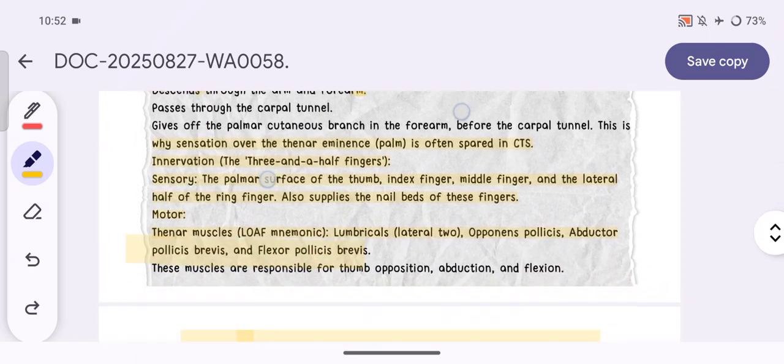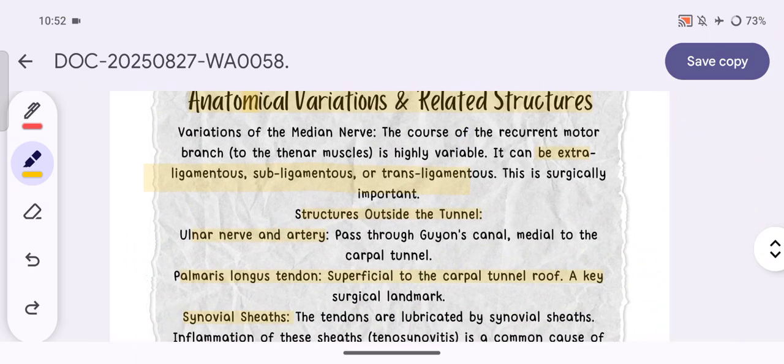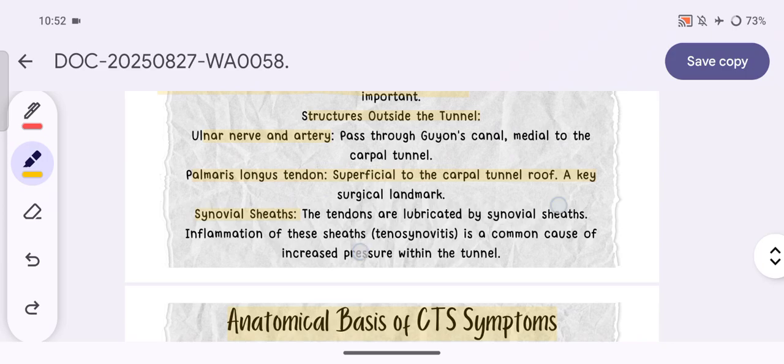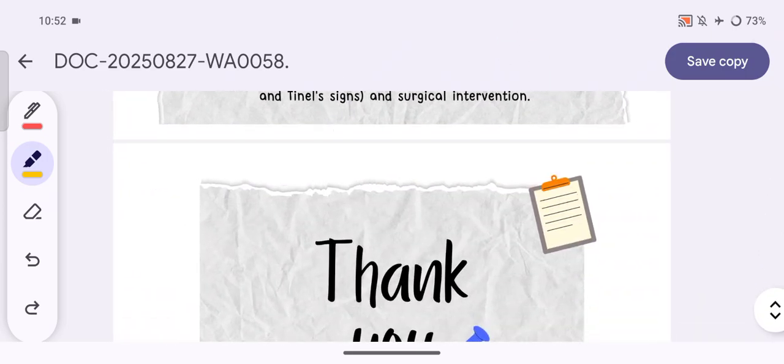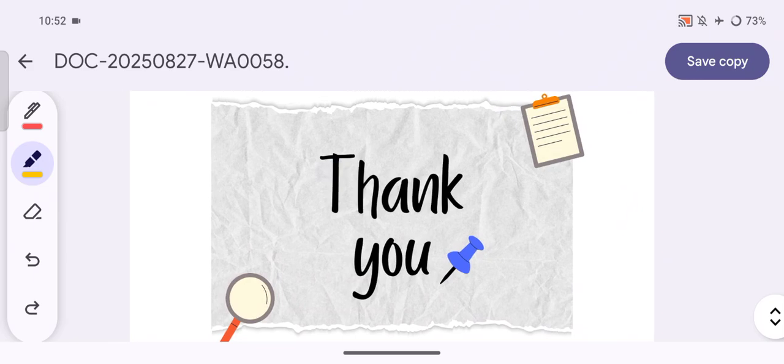Then the course we have already discussed. Then the anatomical variation and related structures we have also discussed. Then the anatomical basis also, and in the conclusion we have also discussed. So we have completed an important topic today, that is carpal tunnel syndrome.